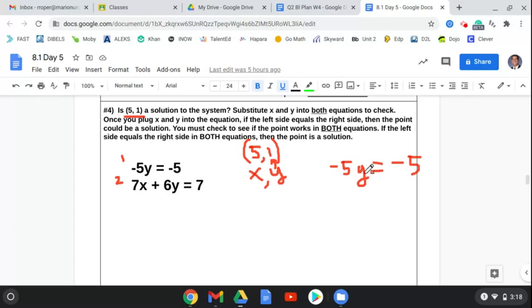Okay, so I have negative 5y on the left side. So this is negative 5 times y, or times 1, equal to the right side, which is negative 5. So on the left side, negative 5 times 1, that's negative 5, equal to negative 5. Is this true? Does negative 5 equal negative 5? Yes, it does. Now, that does not mean that (5, 1) is a solution to the system yet. It just means that it still could be.